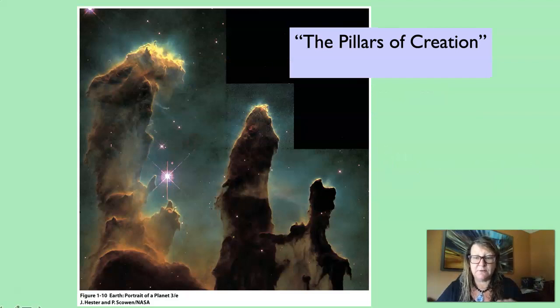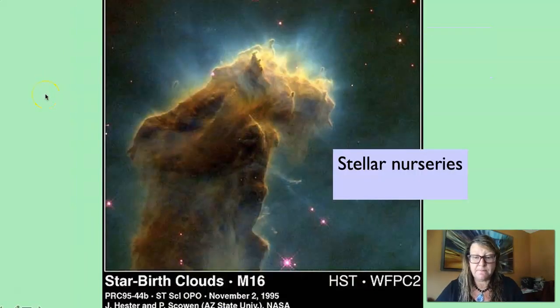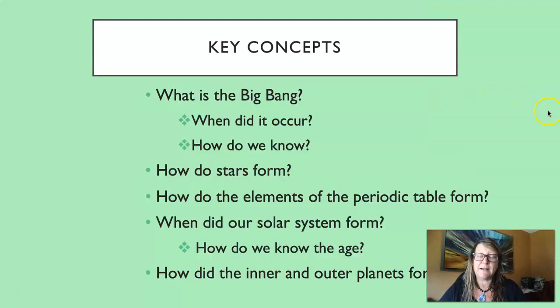If we look at the pillars of creation, again, we see these little nodules where new stars are forming. And I'll zoom in on this top one. This is what we call stellar nurseries, places where brand new solar systems, star systems are forming. Each of these little finger-like projections will be a new solar system, and currently they are each larger than our solar system. So that's where stars form and how they form.